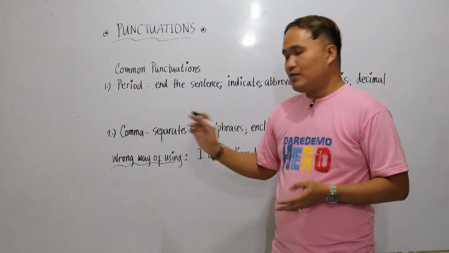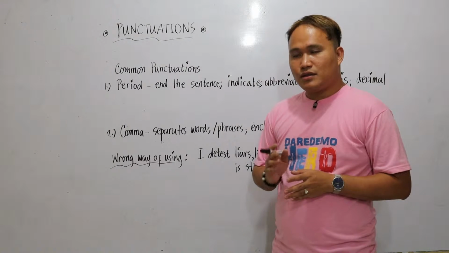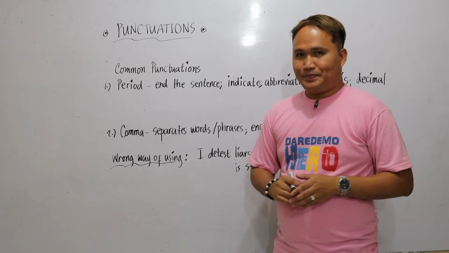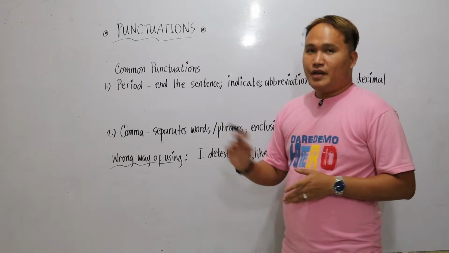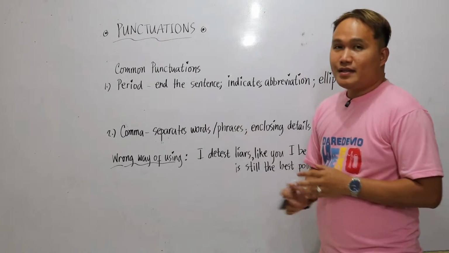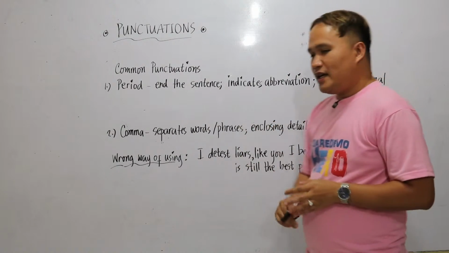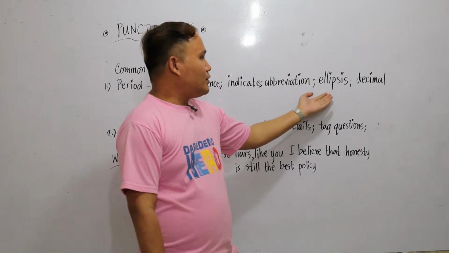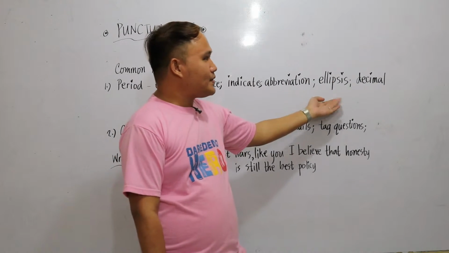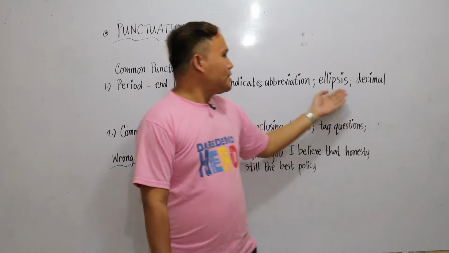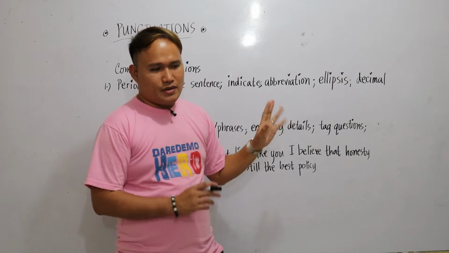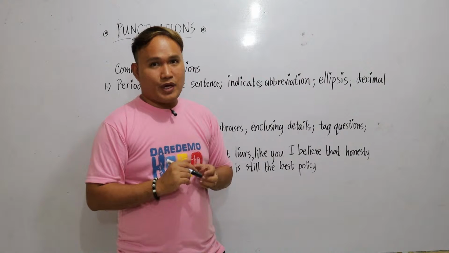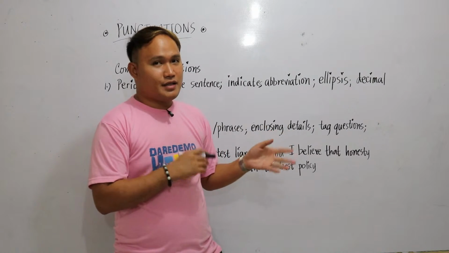First, in this video, by the way, we're going to talk about two common punctuation marks: period and comma. For period, this punctuation is used to end the sentence, of course, and also to indicate abbreviations, ellipsis, and decimals. Ellipsis is not so similar because it's a combination of at least 3 periods. Later on, I'll discuss this one.